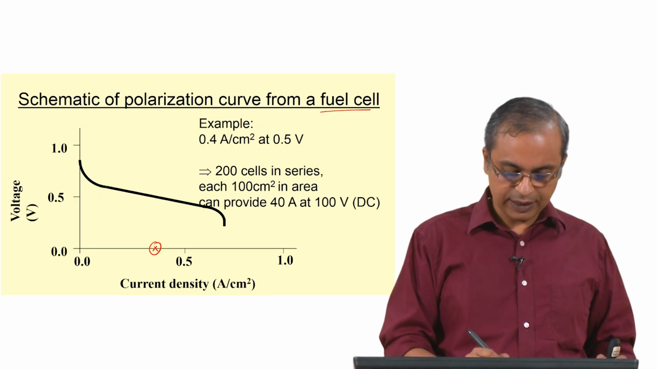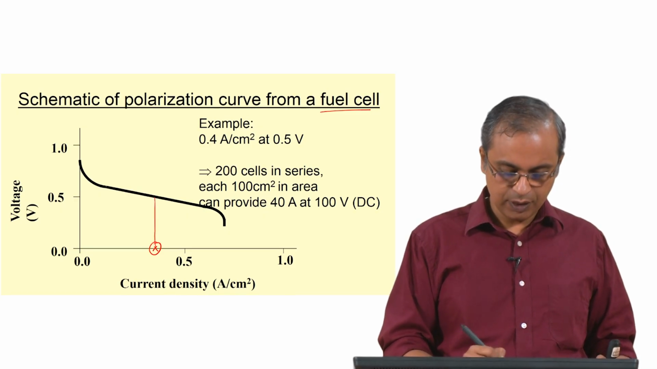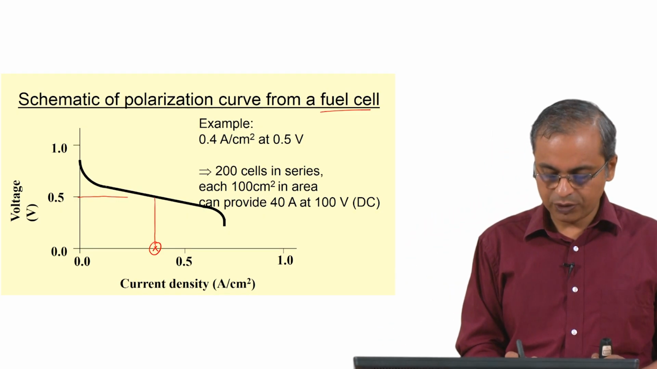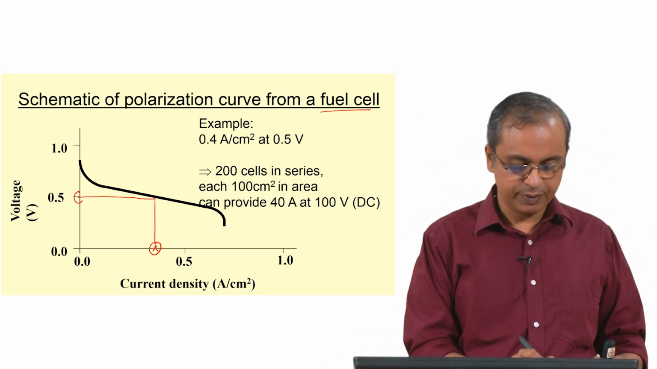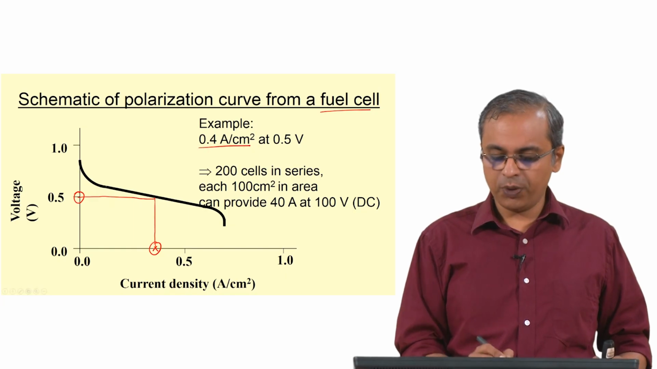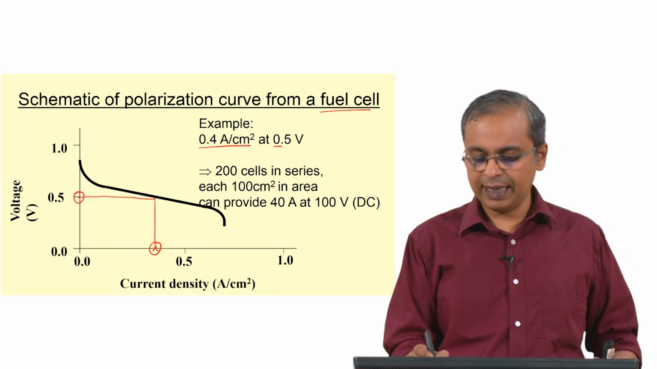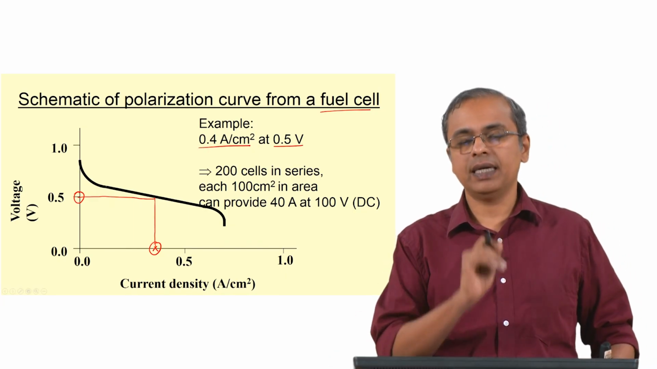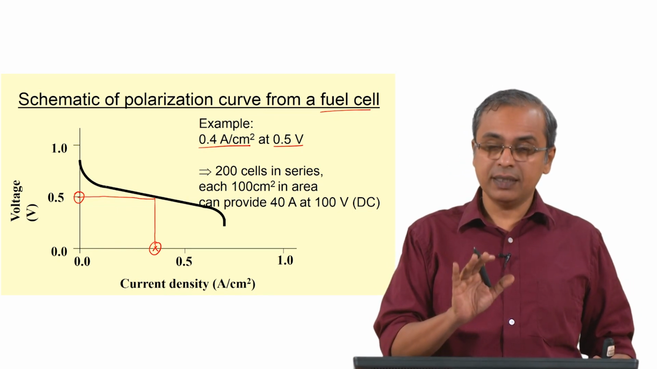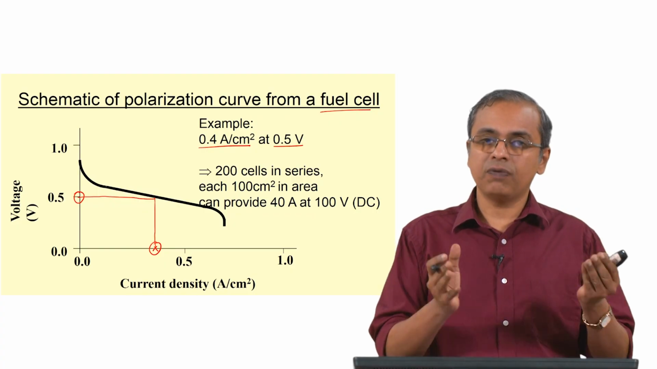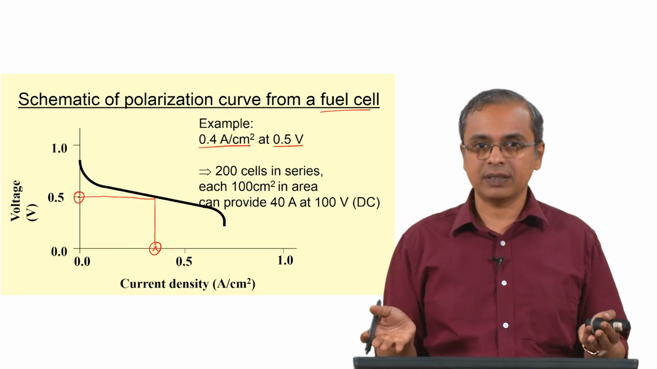and then I look at what voltage it will give me. So that gives me a voltage of roughly about 0.5 volts, okay. So that is what voltage it is going to give me. So that is the operating point, 0.4 amps per square centimeter, and at that point this electrochemical device is in a position to give me 0.5 volts. So this is how I use the polarization curve to first of all figure out what I can expect from the device, right.